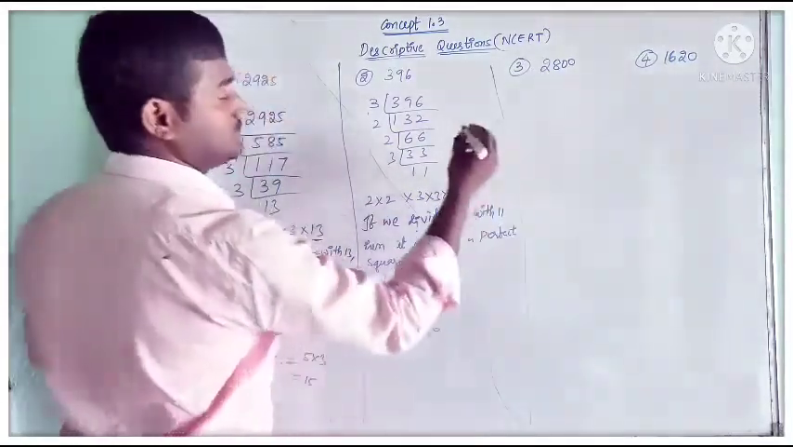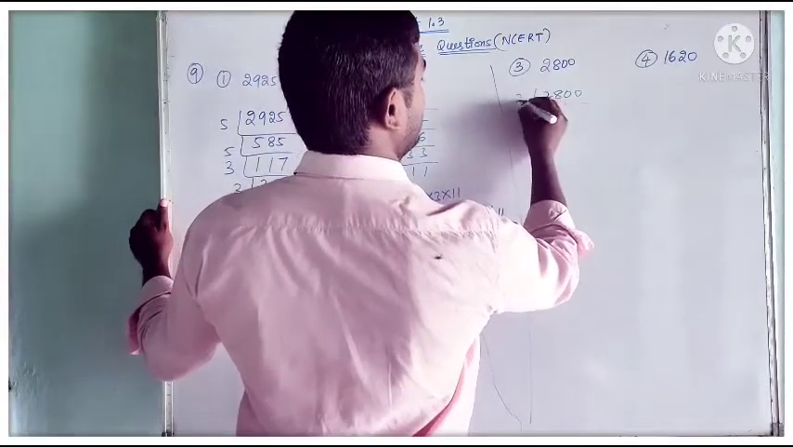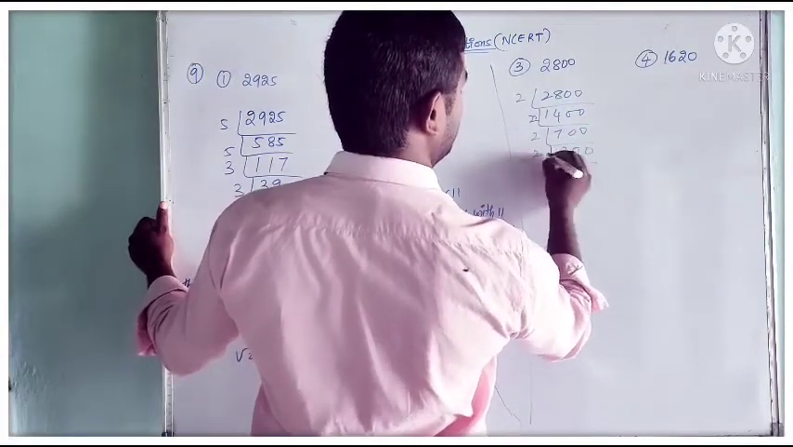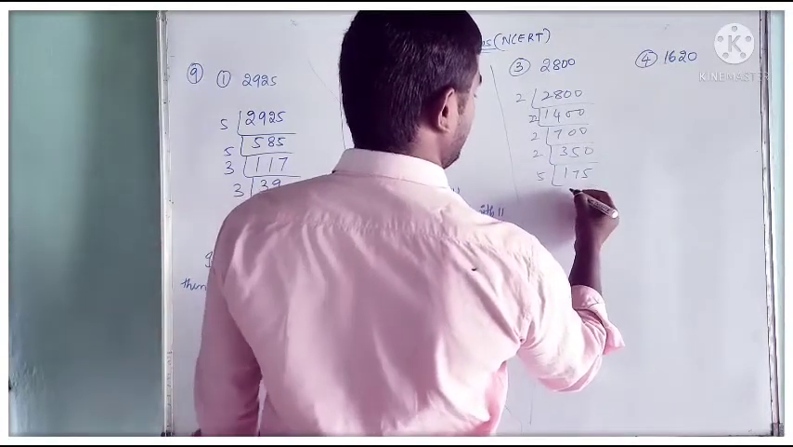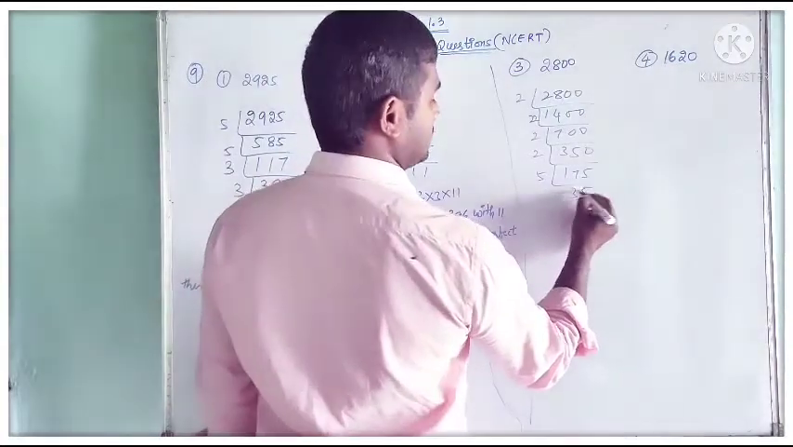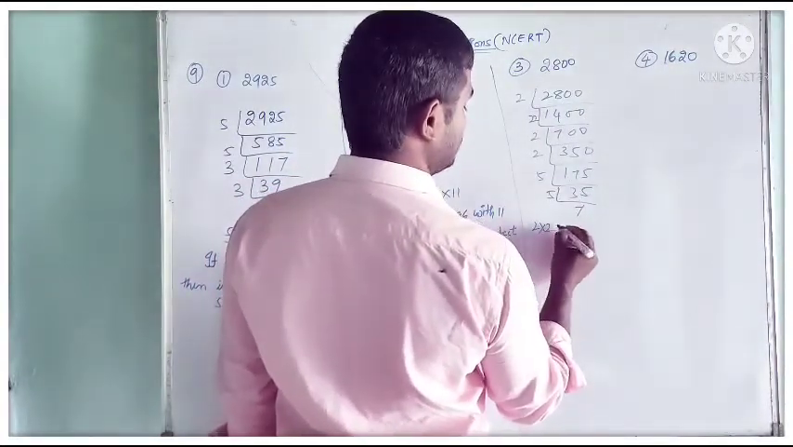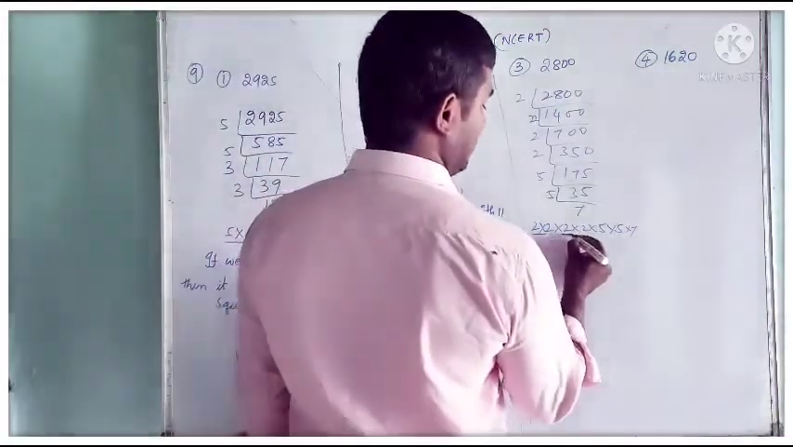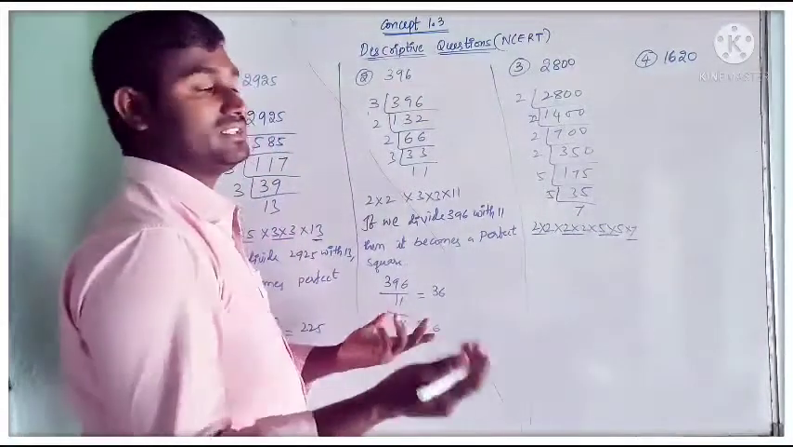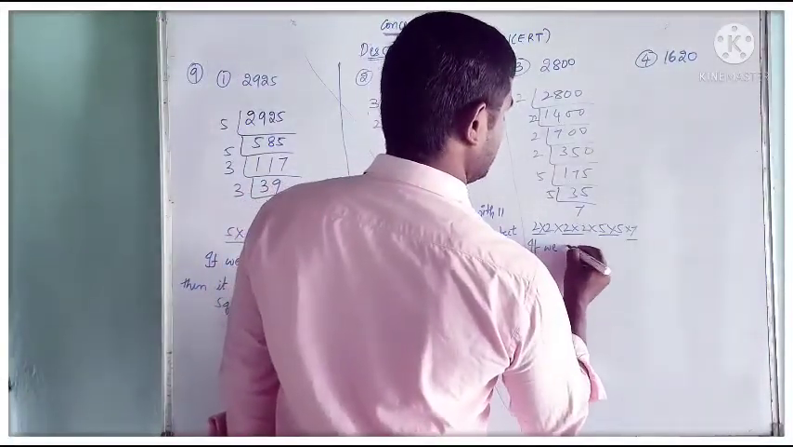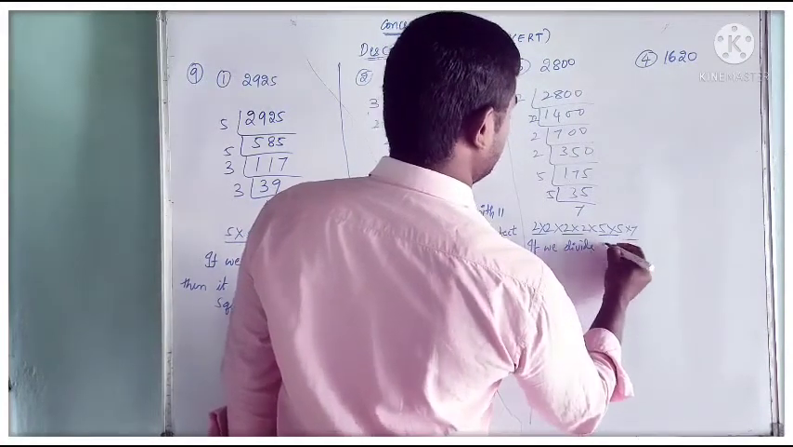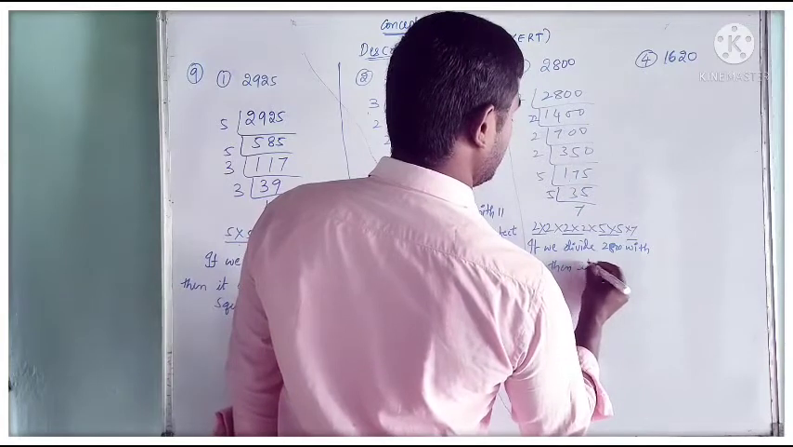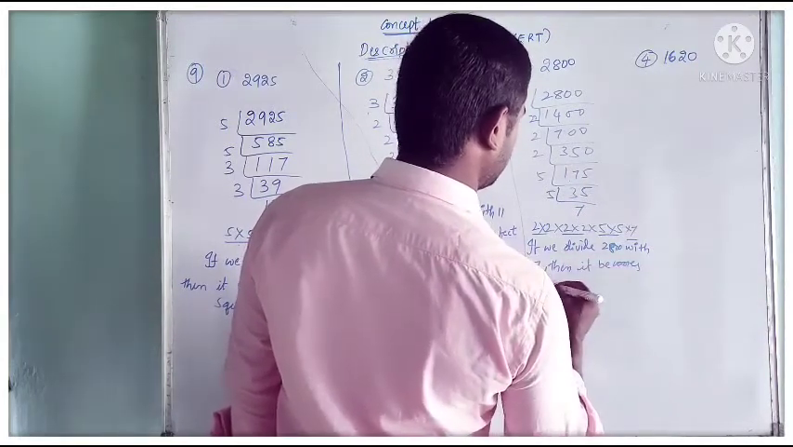Okay. Next number. So, prime factorization of 2800. That is 2 1400s, 2 700s, 2 350s, 2 175s, 5 35s, 5 5s are, next 5 7s are. So write the prime factorization: 2 into 2 into 2 into 2 into 5 into 5 into 7. Okay, see here. So make pairs, the unpaired number is 7. So if you divide by the unpaired number, then it becomes a perfect square. So if you divide 2800 by 7, then it becomes a perfect square.